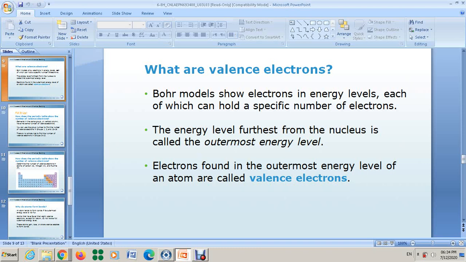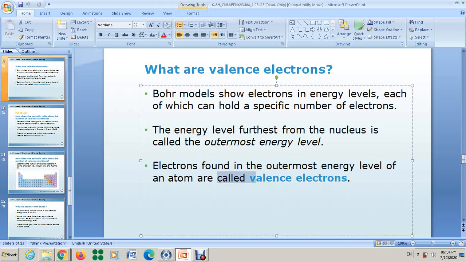Now we want to learn, for each ring, how many electrons it can hold. Also, the energy level farthest from the nucleus is called the outermost energy level. If you remember this one, the last ring, the farthest from the nucleus. And the electrons found in the outermost energy level in the atom, what are they called? The valence electrons.